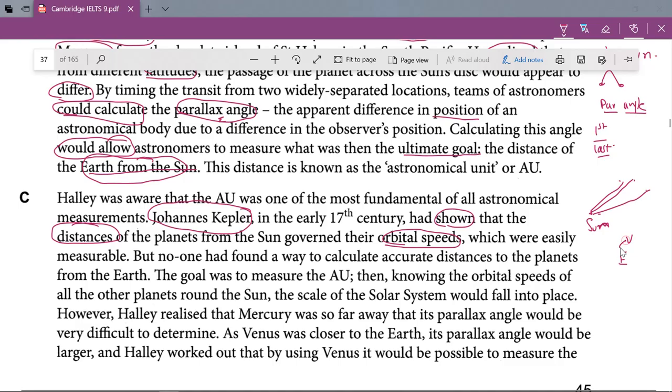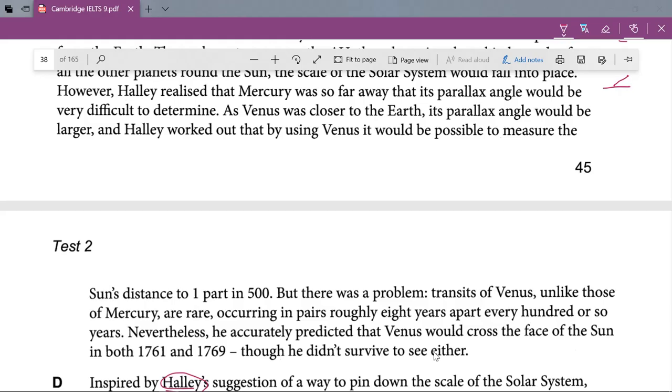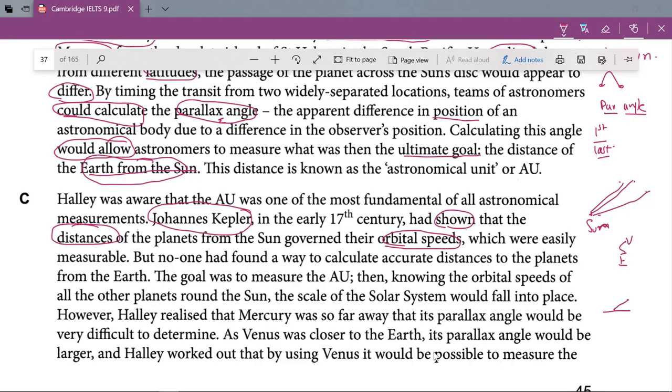I'm not really reading it further. If I could get some idea from the first line, let me just read the last line. As Venus was closer to Earth, its parallax angle would be larger. Venus is closer to Earth. So this is Earth, this is Venus. Venus is closer to Earth. Parallax angle would be larger. Okay, so things that are nearer, their parallax angle would be larger.